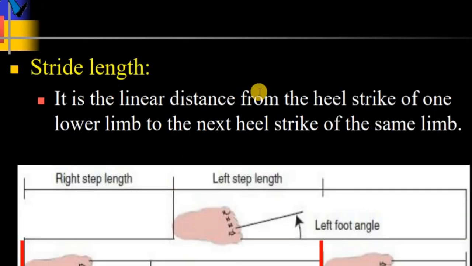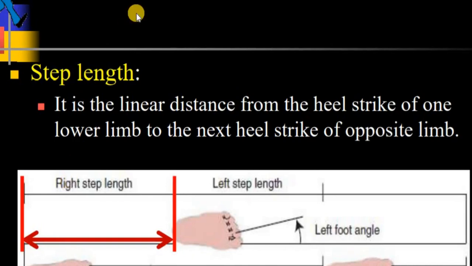Stride length. It is the linear distance from the heel strike of one lower limb to the next heel strike of the same limb. Okay, it is the length. It's a linear distance from the heel strike of one lower limb to the heel strike of the same limb. Okay, same limb. From the left limb's first heel strike to the point of the left limb's second heel strike. Okay, it is called stride length.